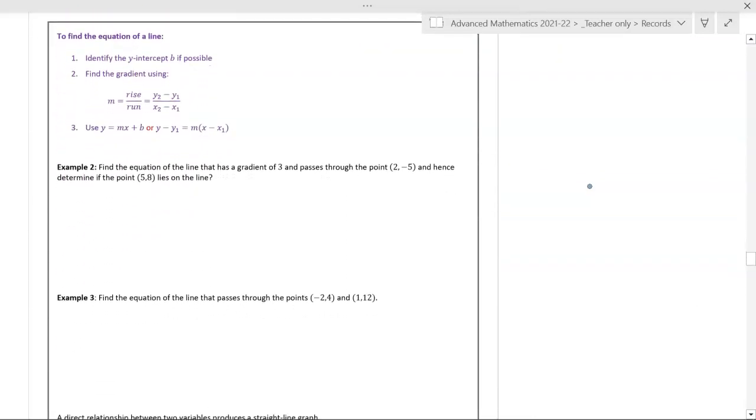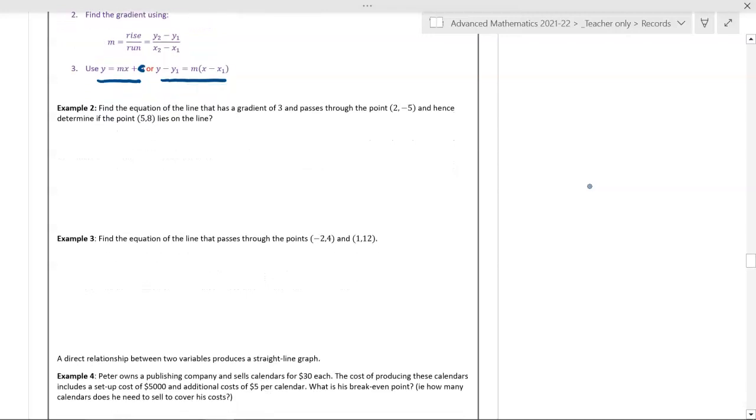All right, the next part, to find the equation of the line, identify the y-intercept if possible. Okay, so find out what c is if it's given in the question. If that's the case, then use the gradient and the form y equals mx plus c. However, sometimes you're given the gradient and a point, so you might have to use the point gradient formula, y minus y1 equals m(x minus x1). Although the first one will work, you'll just have to be a little bit trickier with it, that's all.